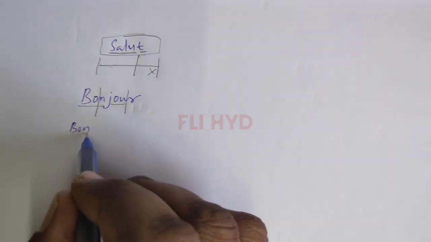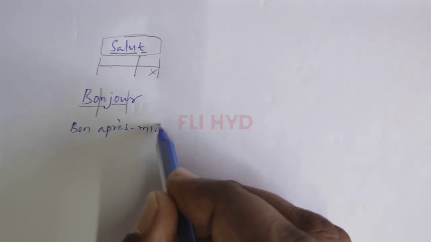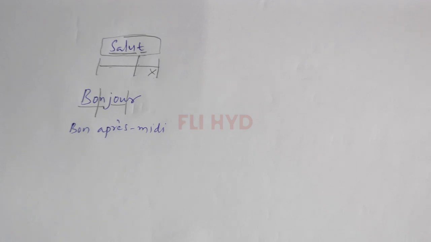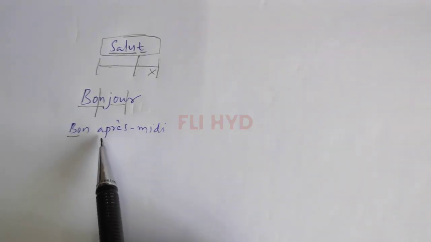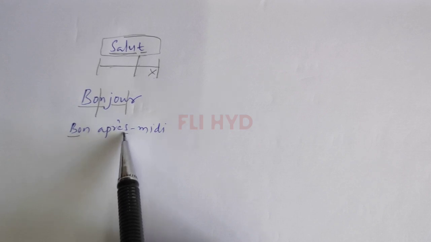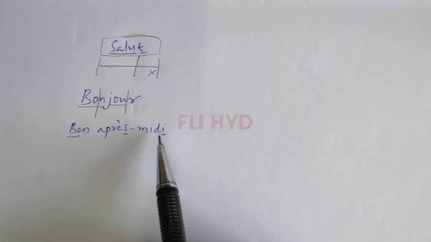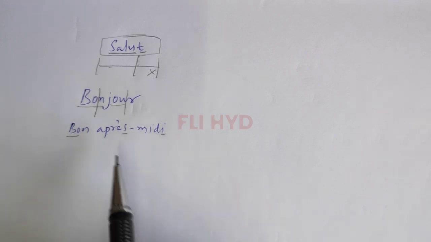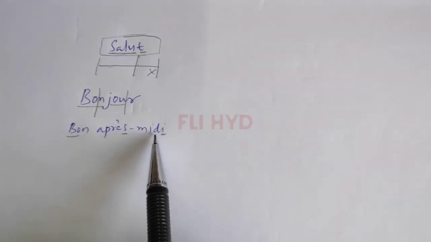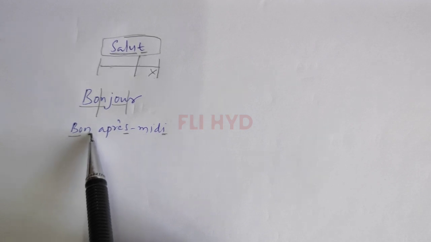And next one, this we read like bon après-midi. So here, as I told you, we read bon, and this is après. Here we are not reading this part, midi. Whenever there is a vowel, we read that, but mostly if there is a consonant, we don't read that. So bon après-midi. But here, you listen that I am reading this N also.